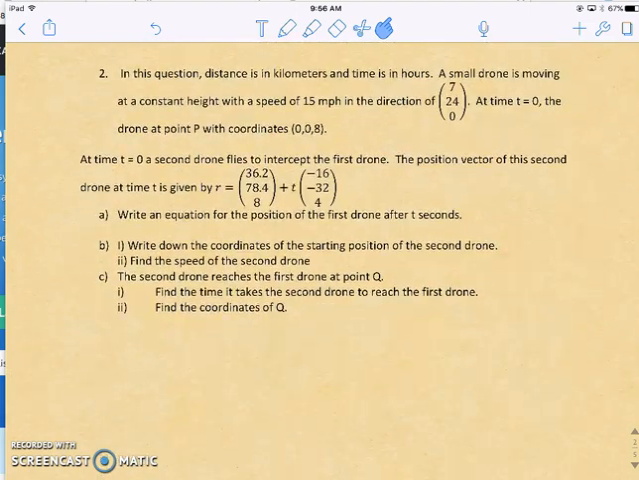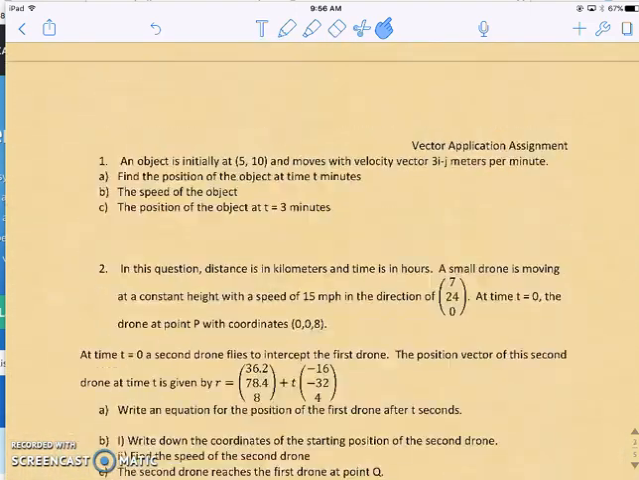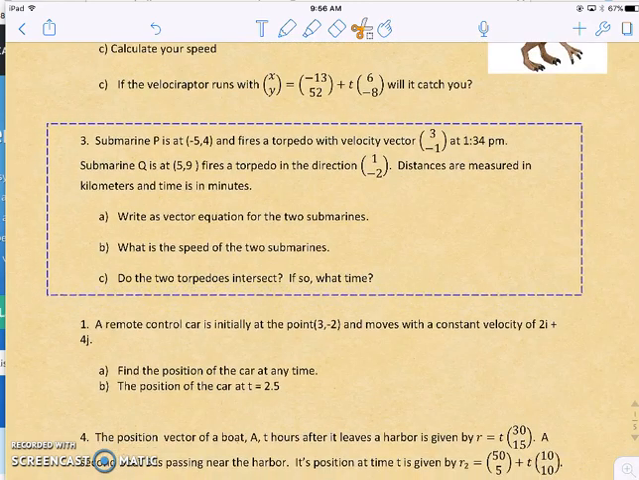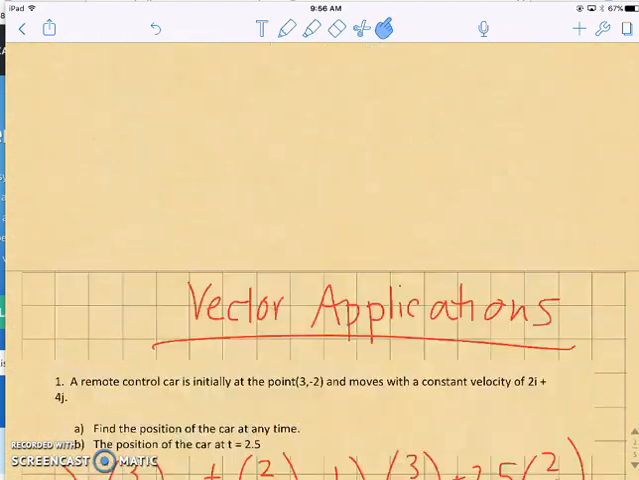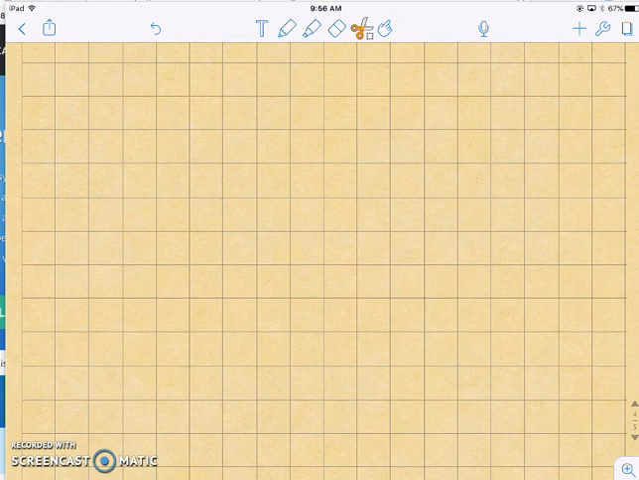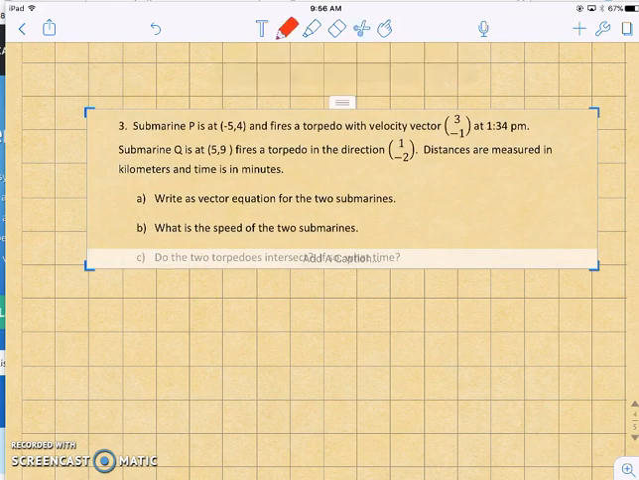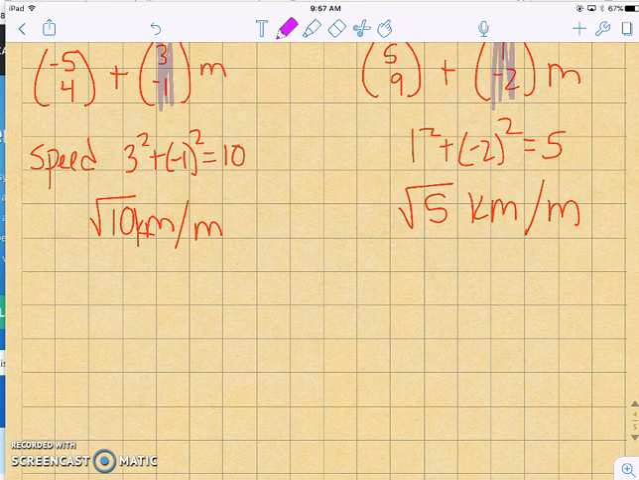So the next one we're going to take a look at, let's see. We're going to take a look at some torpedoes here. So let's see, what do we have? 2 torpedoes. Write a vector equation for the submarines to intersect. They have to be at the same point at the same time.